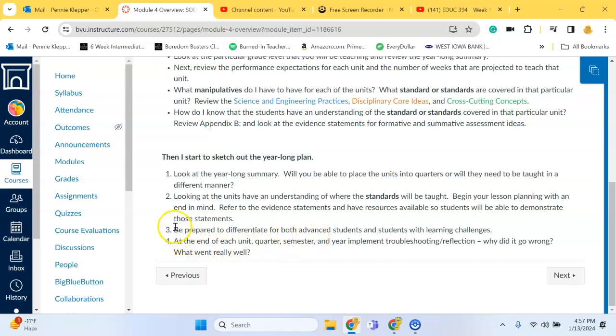And then number 3 is really important to me, which is differentiation for both the advanced students, or the TAG students, and then students with learning challenges, and those with behavior challenges too. And then the most important thing, of course, is that reflection piece.